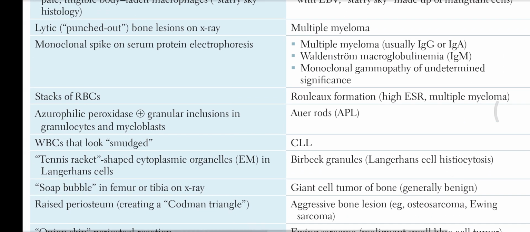Monoclonal spike on serum protein electrophoresis, that is multiple myeloma, usually IgG or IgA.